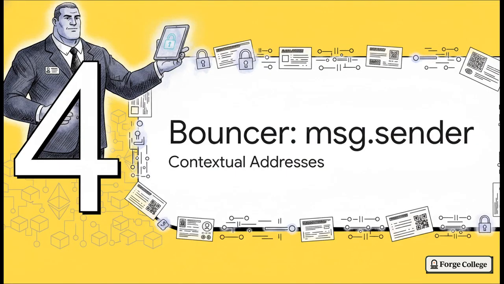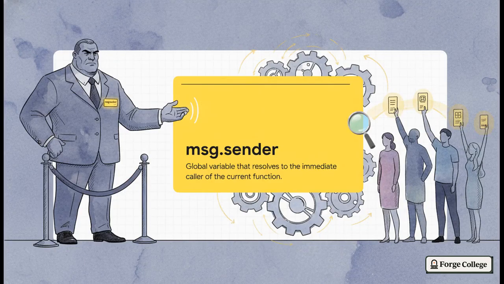msg.sender, contextual addresses. All right, it's time to introduce the most important contextual variable in all of Solidity. Seriously, think of this variable as a heavy-duty bouncer, just checking IDs at the front door of your smart contract. That bouncer is msg.sender. It's a globally available variable that always resolves to the immediate caller of the current function. It dynamically tells your contract exactly whose ID badge just initiated the transaction. So if you want to know who is turning the gears of your code at this exact millisecond, msg.sender is your answer.